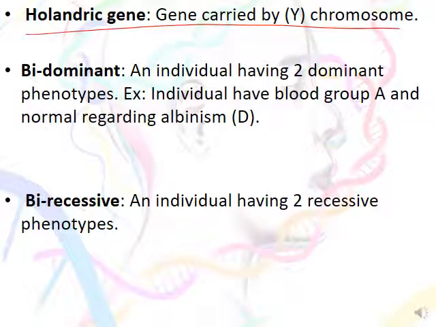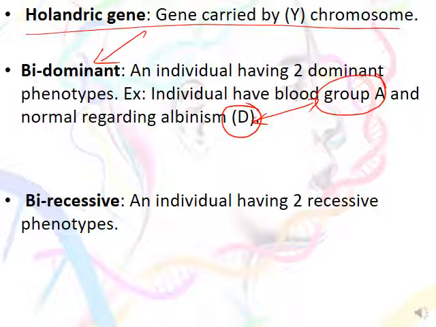Bidominant or bi-recessive. Bidominant is an individual that has two dominant phenotypes. For example, I am dominant for the blood group, I have blood group A, and I'm also dominant regarding albinism: I'm normal, so I have the allele D. So both traits are different from each other, but both of them are dominant. So we say that this individual is bidominant for these traits.